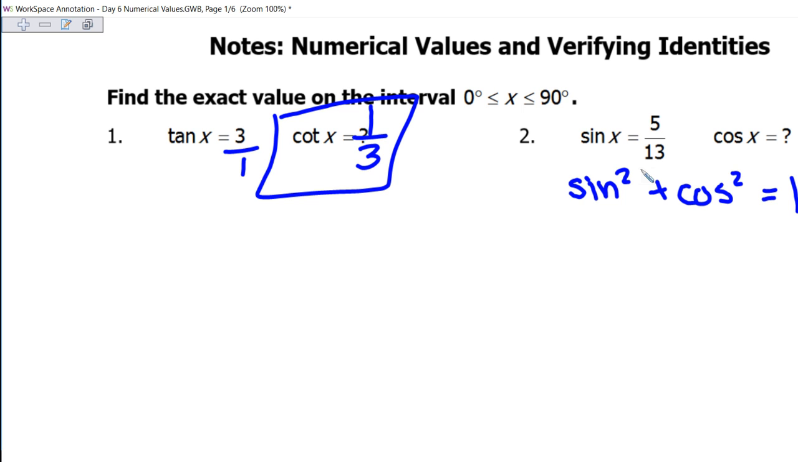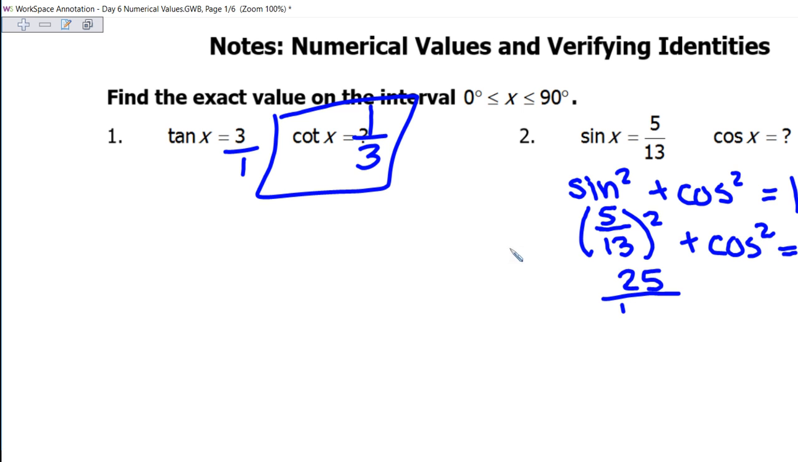Now, using that equation, substitute in what we know. So instead of sine, what should I substitute in for sine? 5 over 13. And sine needs to be squared plus cosine squared equals 1. Make sure you square both the numerator and the denominator. So 5 squared is 25, 13 squared is 169, plus cosine squared is equal to, instead of 1, what could I put instead of 1?